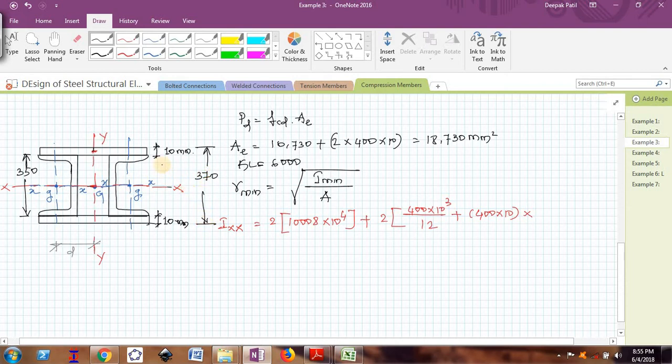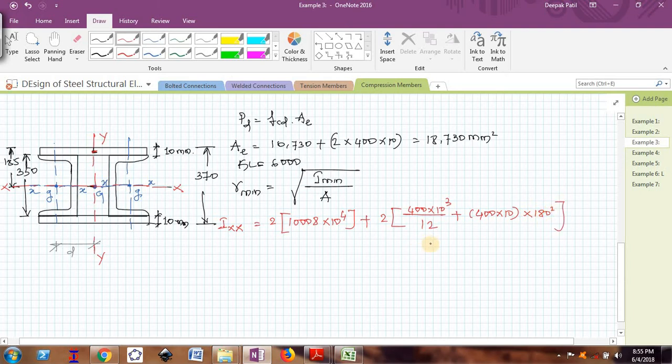This total is 370 and half is actually 185. So it will be from here up to here. So this is actually 185. But I want the distance from here up to here. So 185 minus 10 by 2, that is 5. So it will be 180. So it is 180 square.